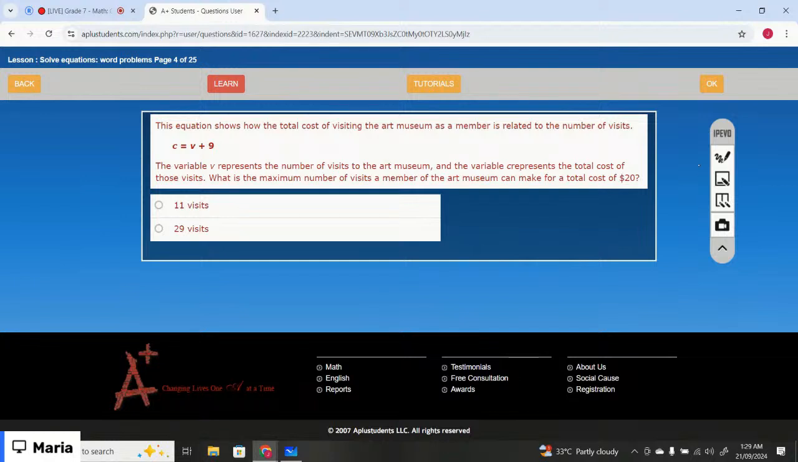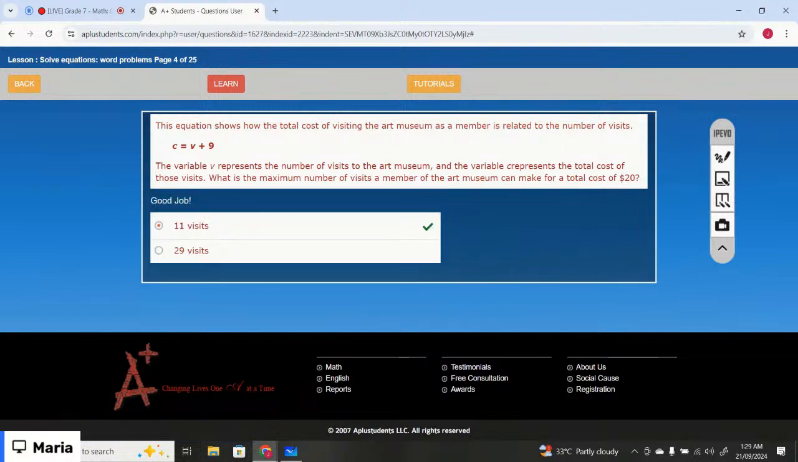That is V equals 11. So 11 visits cost $20.